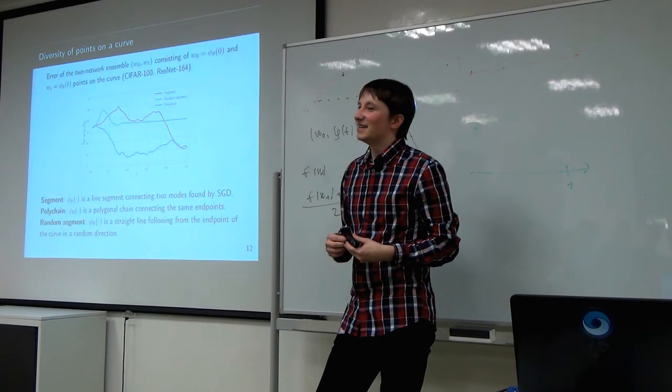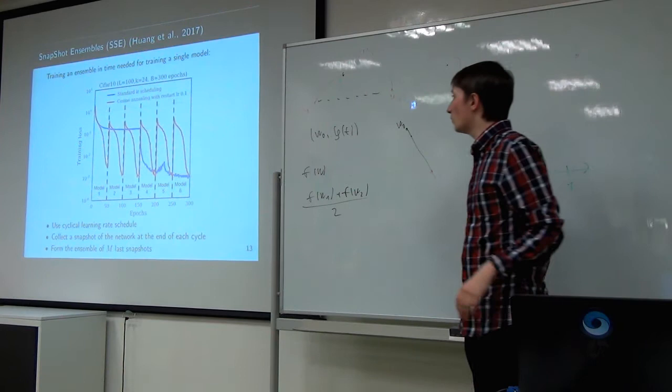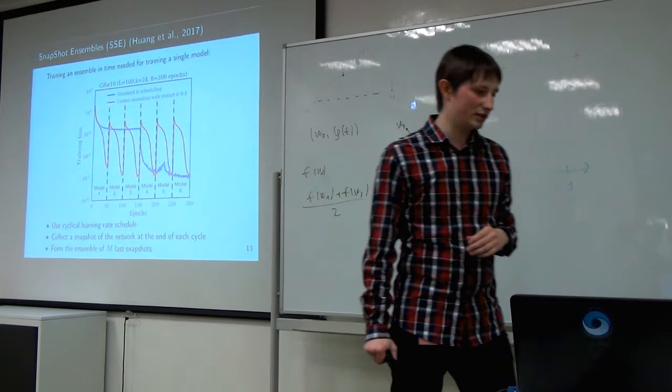Guys, let us close this discussion. You can continue after the seminar. So here we care about some kind of fast ensembling, and there is a nice paper about that. It's called Snapshot Ensembles. It provides a way to train an ensemble of neural networks in the time required to train a single model.